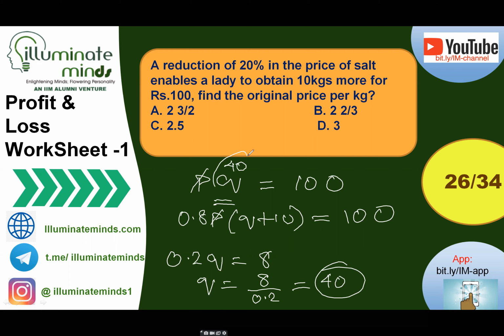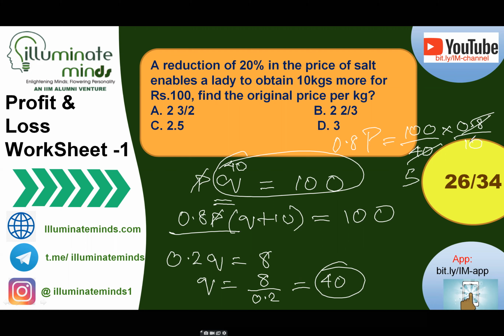Q, I will place it over here. So the original price comes out to be 100 by 40. And reduced price is 0.8. So I should multiply it with 0.8. Oh, so original price. Sorry. I should not have done this. So original price is 100 by 40, which is equal to 2.5. Option C.